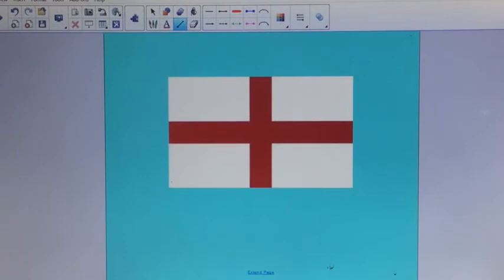Our first flag is this one. Have a good look at it. See if you can identify where the lines of symmetry might be. Point them out to your grown-up now. And don't forget to tell them what country the flag comes from. I'll give you a few seconds. Okay, let's go through it.